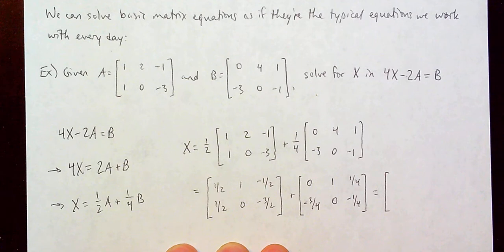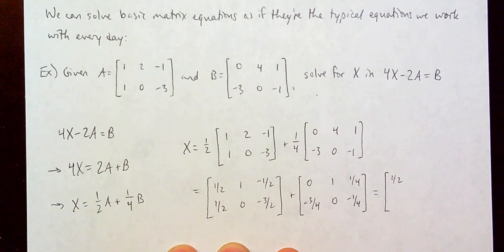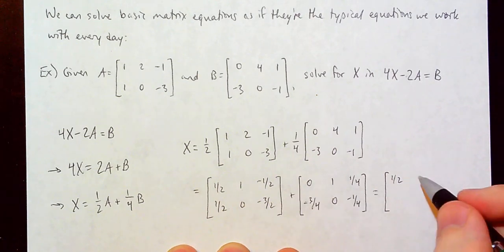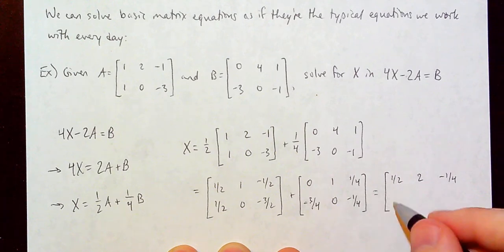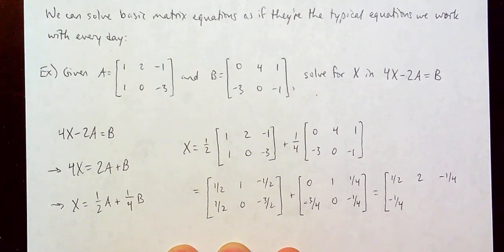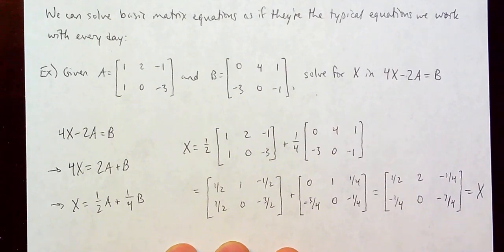And now we're just adding these two matrices up. So 1/2 plus 0 is 1/2. 1 plus 1 is 2. -1/2 plus 1/4 is -1/4. 1/2 plus -3/4 is -1/4. 0 plus 0 equals 0. And then -3/2 plus -1/4 is equal to -7/4. So there we go. This is our matrix capital X.